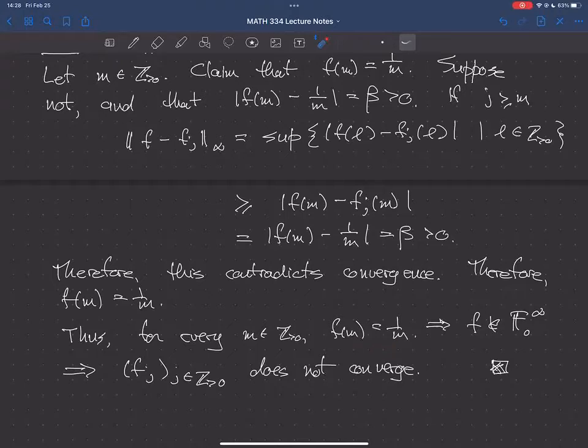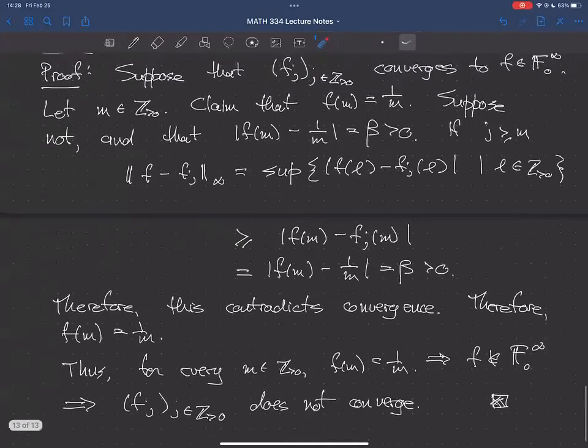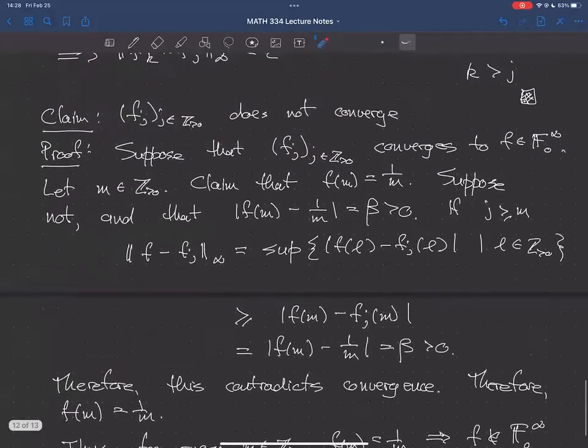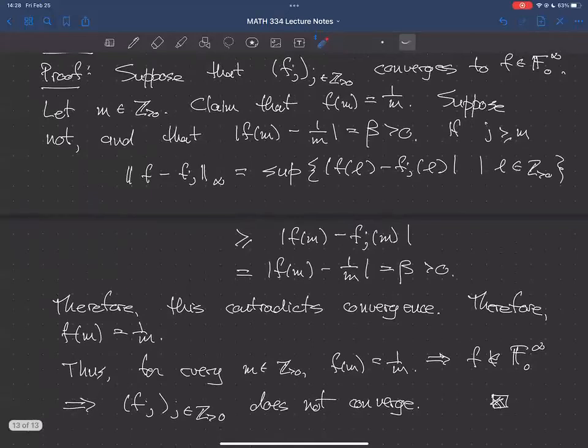And so this leads to the notion of completeness, but I'll pick up the discussion there next time. I mainly wanted to give a simple example of a non-convergent Cauchy sequence.